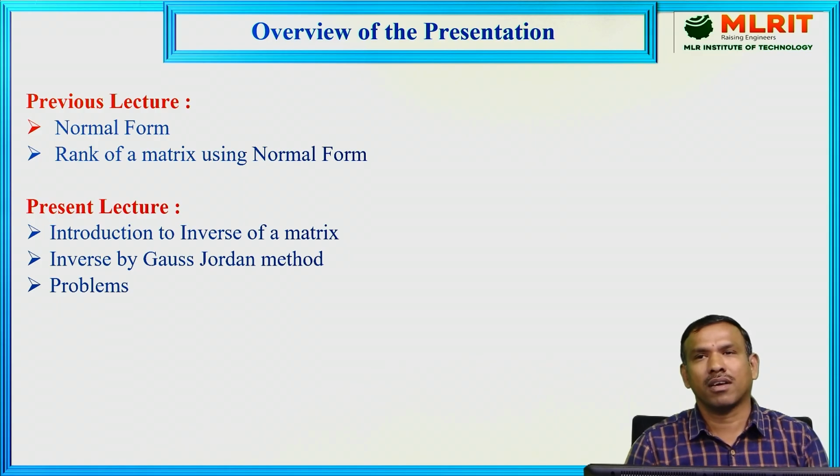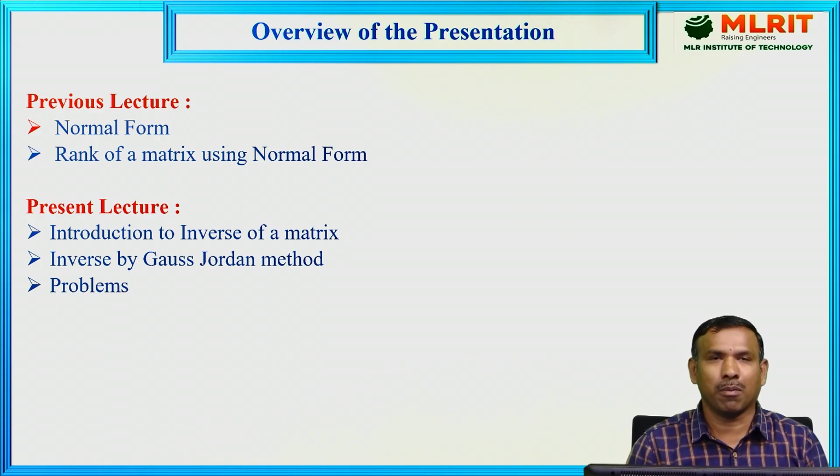In the previous lecture, we studied the normal form and how to find the rank of a matrix using normal form. In the present lecture, we are going to introduce the inverse of a matrix, the inverse by Gauss-Jordan method, and some problems on how to find the inverse using the Gauss-Jordan method.